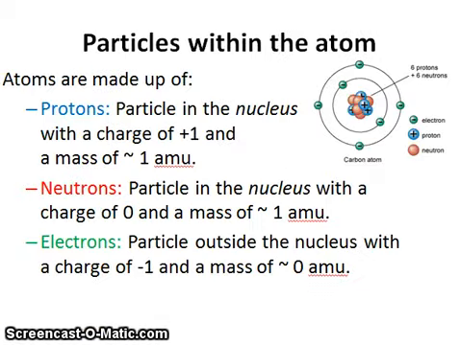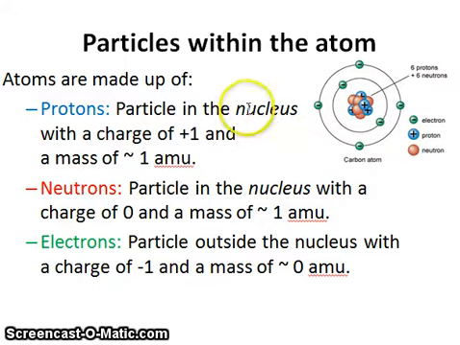We see that we have three particles within the atom. These particles are protons, neutrons, and electrons. Let's start with the protons. Protons will be located in the nucleus of an atom, and they have a charge of +1 and a mass of almost 1 AMU. Now here we have different words that are probably new to us.